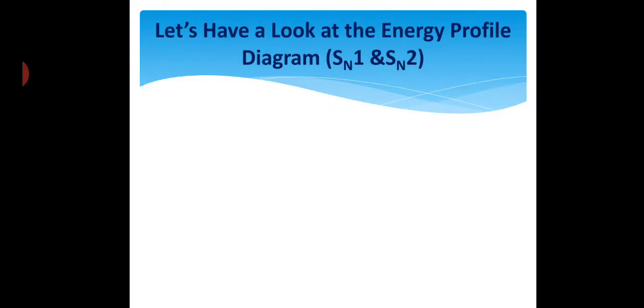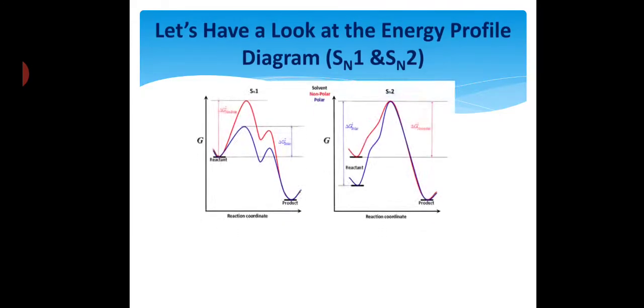Now let's look into the energy profile diagram for SN1 and SN2 reaction. The red curve indicates reaction in non-polar solvent and blue curve indicates reaction in polar solvent. In SN1 reaction, as the polarity of the solvent increases, the rate of the reaction increases. And as here the carbocation intermediate is stabilized, which lowers the energy barrier for the reaction and the reaction is faster.